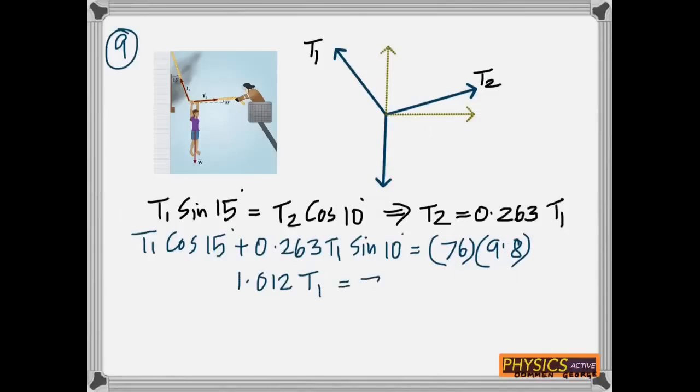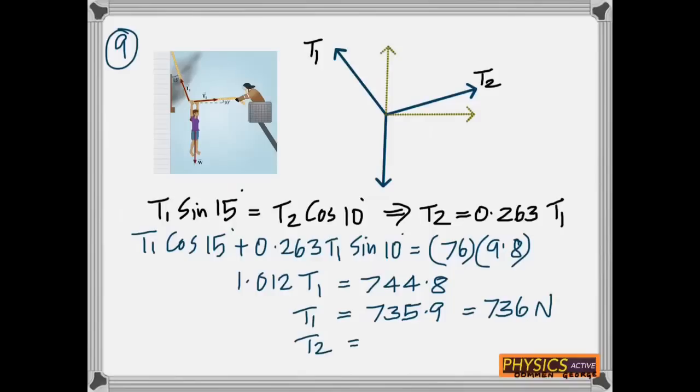So, considering the net force along the x and the y, you get two equations. And when you solve those, you get the tension as 736 T1. And knowing the value of T1, just substitute into this, you can get T2 as 194.